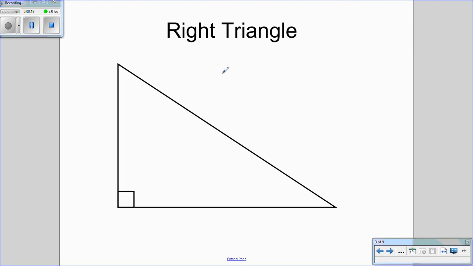And if we look at a right triangle, we should all know that across from the right angle and the longest side of a right triangle is the hypotenuse. And the two sides that make up the right angle are called legs. Okay?